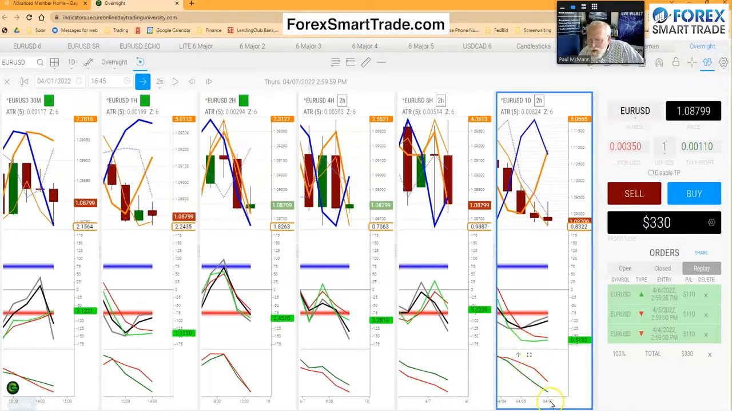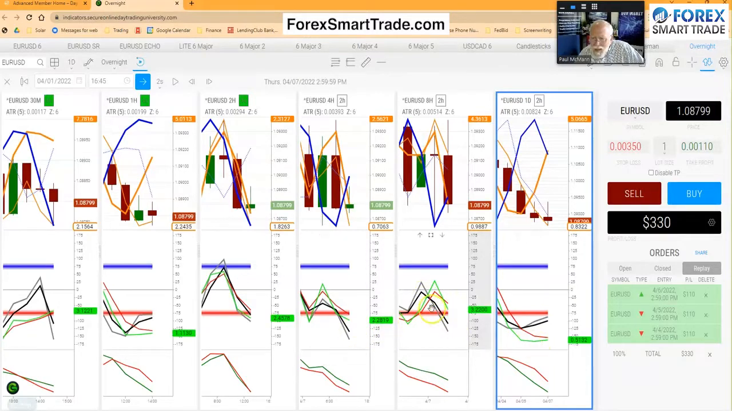We've got down pressure, but the green line on the majors is kinked up. The red line is kinked down, so it's sideways. So on these sideways ones, it's a bit tougher.